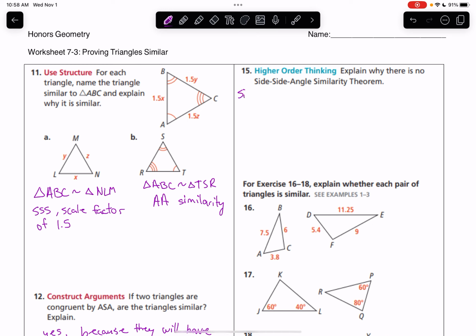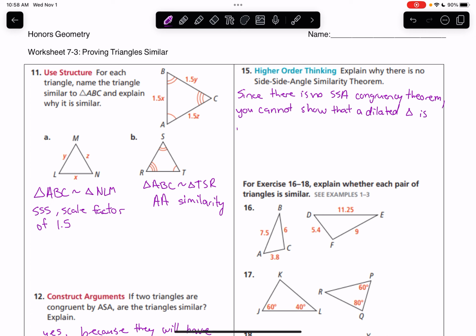So we can say, since there is no side-side-angle congruency theorem, you cannot show that a dilated triangle is necessarily congruent to another triangle using side-side-angle.